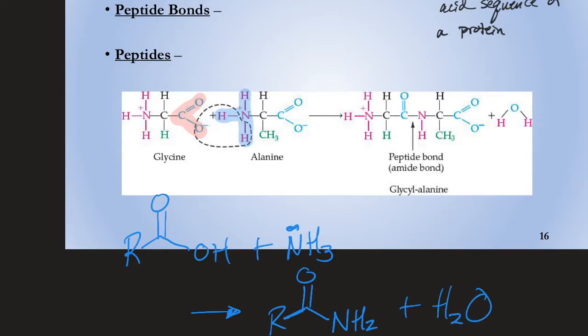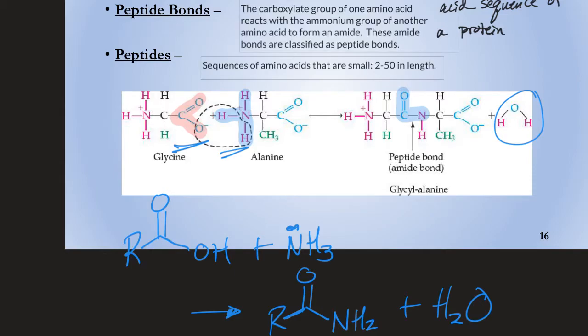So you can see in the above reaction, it's the same thing. Technically this has the carboxylate and an ammonium, but overall we're going to get the same result. Water is cleaved off. We have the formation of our amide right there. So peptide bonds can be defined as the bond that links the two amino acids together. The carboxylate group of one amino acid reacts with the ammonium group of another amino acid to form an amide. These amide bonds are classified as peptide bonds.